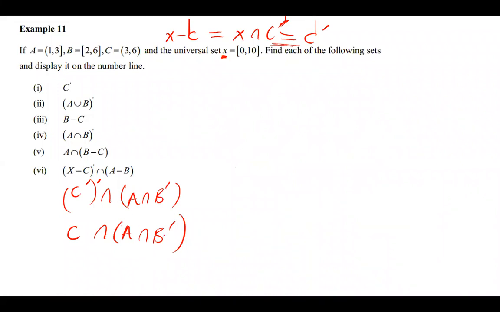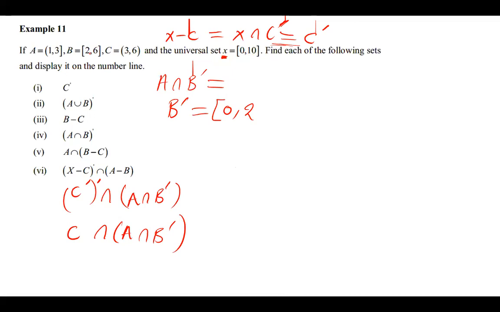So let us find what is in the brackets here, A intersection B complement. Before we find A intersection B complement, we first have to find B complement. B complement, looking at the universal set, is starting from 0 to 10. And then B complement will start from 0, closed according to the universal set, up to 2.